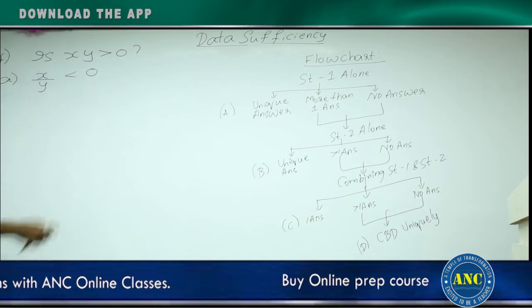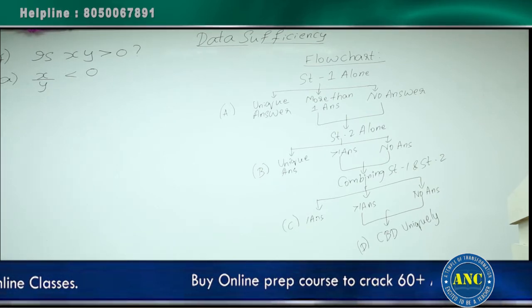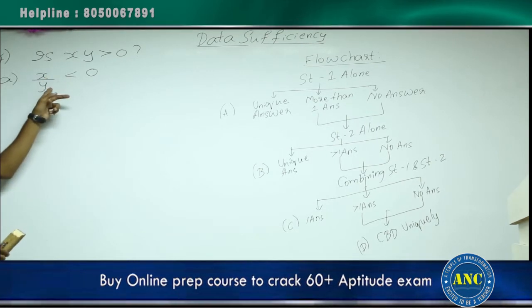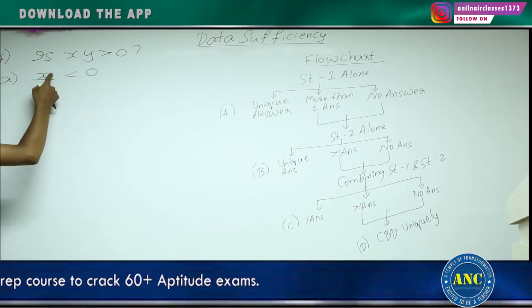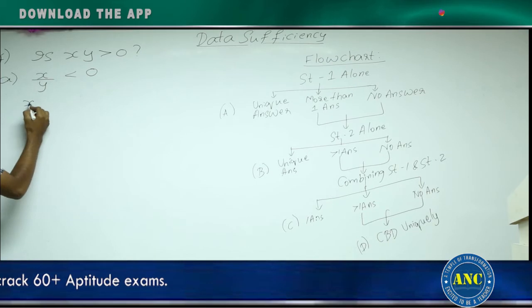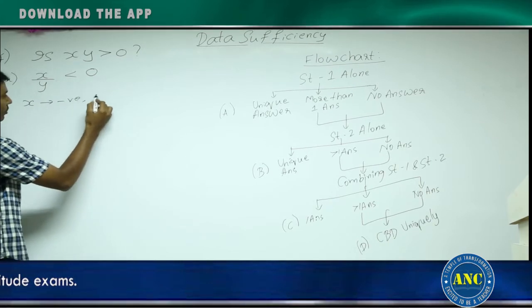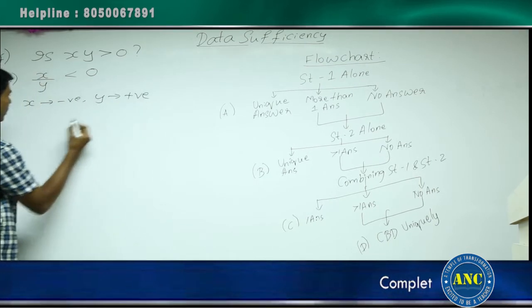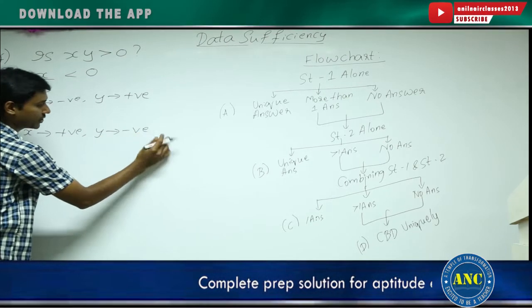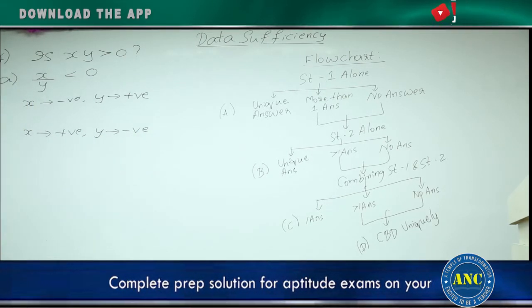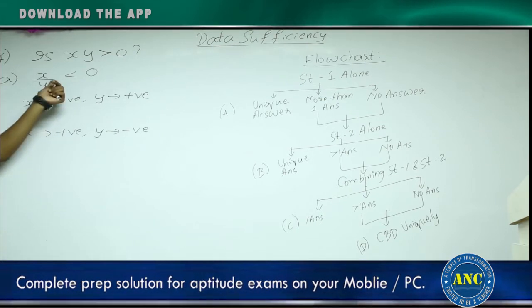When will the fraction be negative? When the numerator is negative and the denominator is positive. Negative by positive is negative, right? Or the other scenario is the numerator is positive and the denominator is negative. Two cases: x is negative and y should be positive, or x is positive and y should be negative. These are the values we got from the first statement alone.